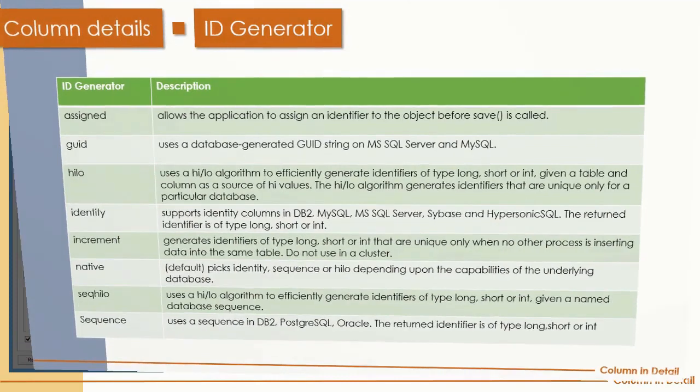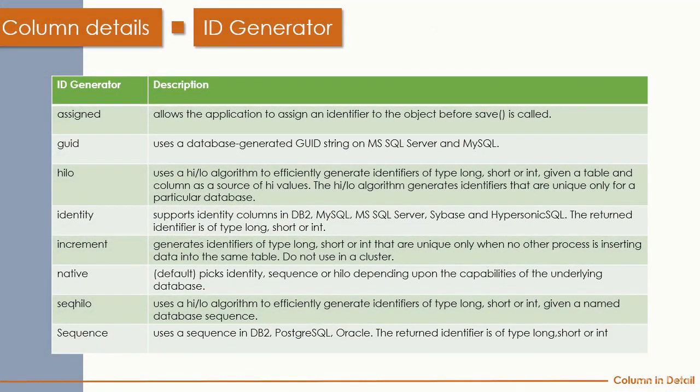And we have different settings. Let me walk you through a few very commonly used ones. The first is assigned. That means when you insert the data into the database, you need to set the ID by yourself. You need to keep it unique, and you need to make sure it is not null. The other commonly used one is the GUID. You can request the database to generate the GUID. It's only supported in MS SQL and MySQL.